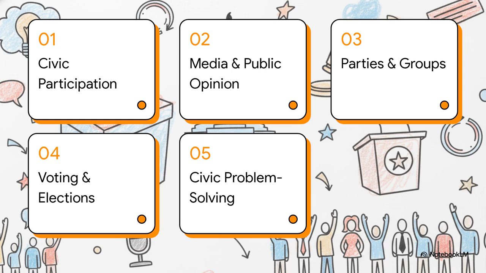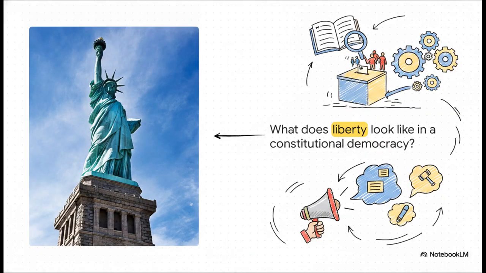Okay, let's take a quick look at our roadmap for today. We'll be hitting 1. Foundations of civic participation, 2. Media and public opinion, 3. Parties and interest groups, 4. Campaigns, voting, and elections, and 5. Civic problem solving. Now, while those might sound like 5 totally different topics, they're actually one continuous path that empowers you to solve real problems right in your own community.